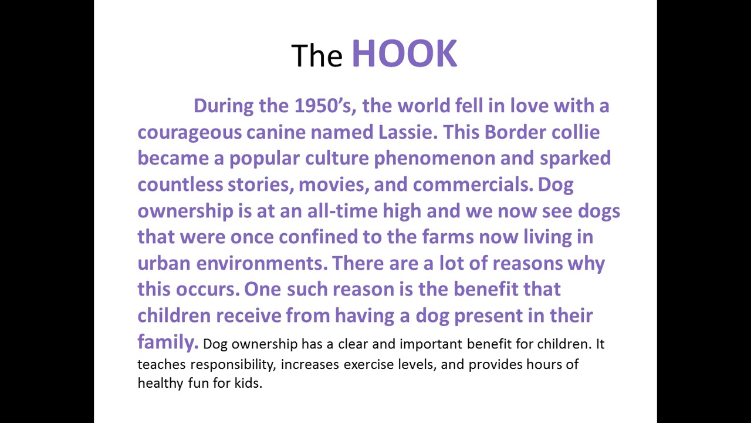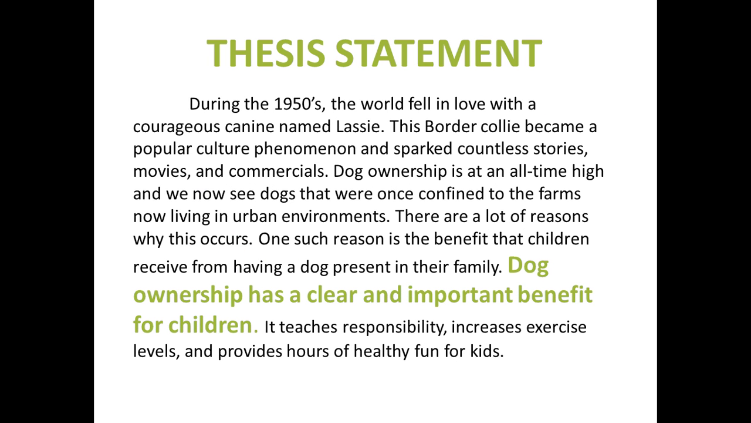The next part is going to be our thesis statement. And as you can see, it's only one short, clear sentence. Dog ownership has a clear and important benefit for children. This tells the reader that everything in this essay is going to be about why dog ownership has a clear and important benefit for children. So in order to supplement that, I do need a little something extra. I need to tell the reader how I plan to prove that and how I plan to explain it. And that comes in our essay map.